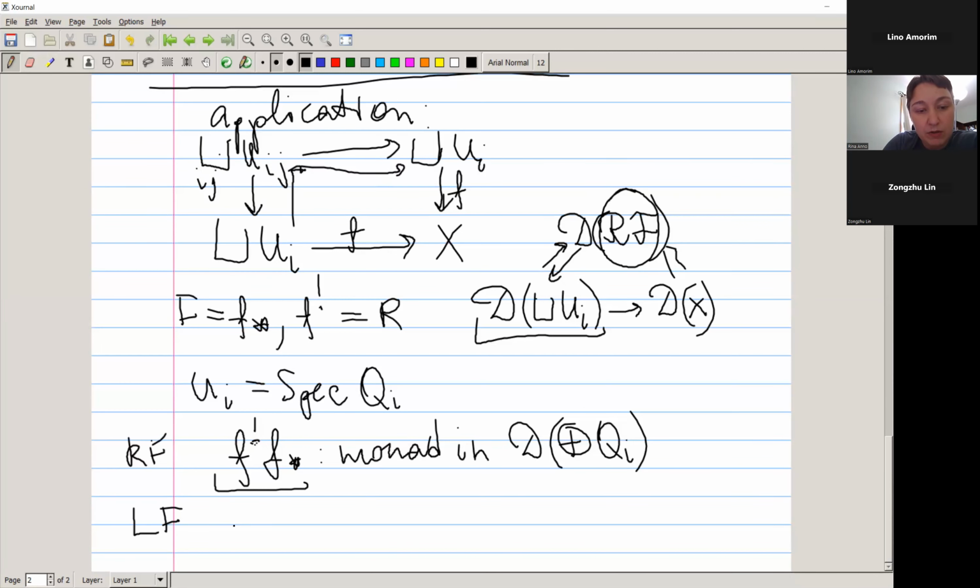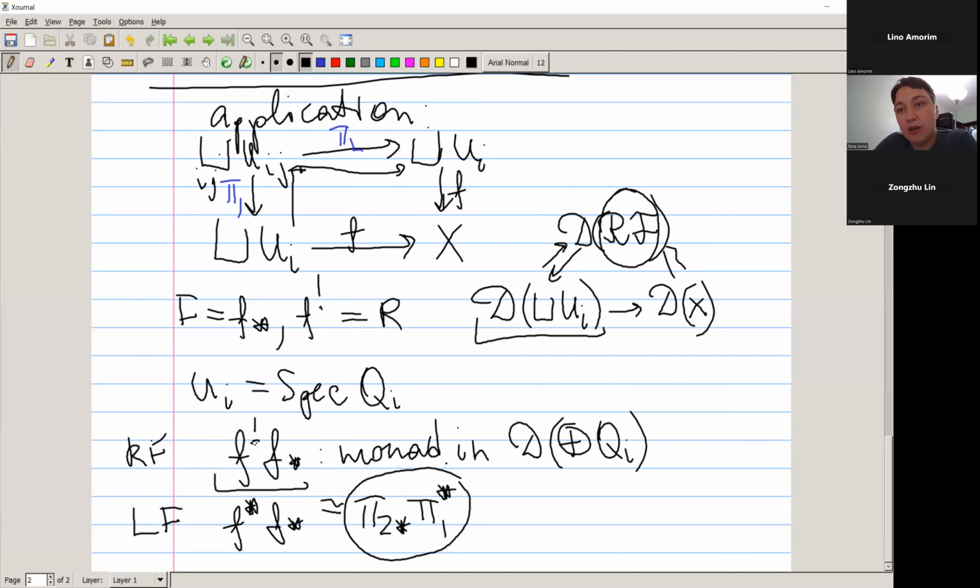So LF in this interpretation would be F upper star, F lower star. And if you denote this projection by pi1 and this projection by pi2, then this is isomorphic, as exact functors, so it would be a homotopy equivalence between DG functors, to pi2 lower star, pi1 upper star. And this removes us from X entirely. So this is a thing in terms of Qi.